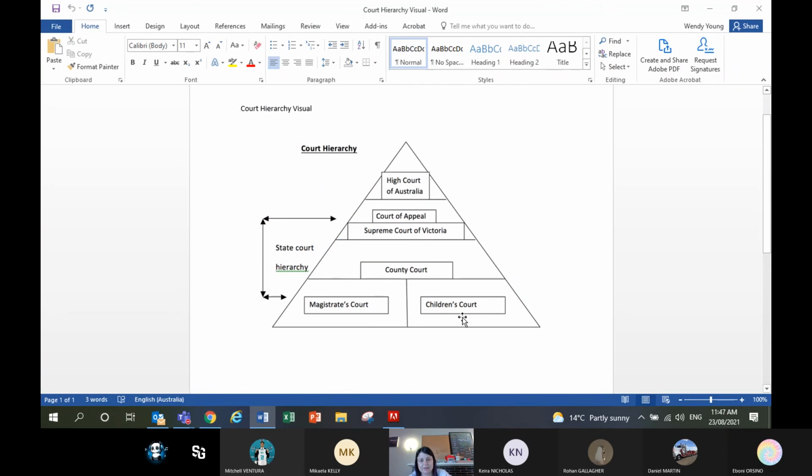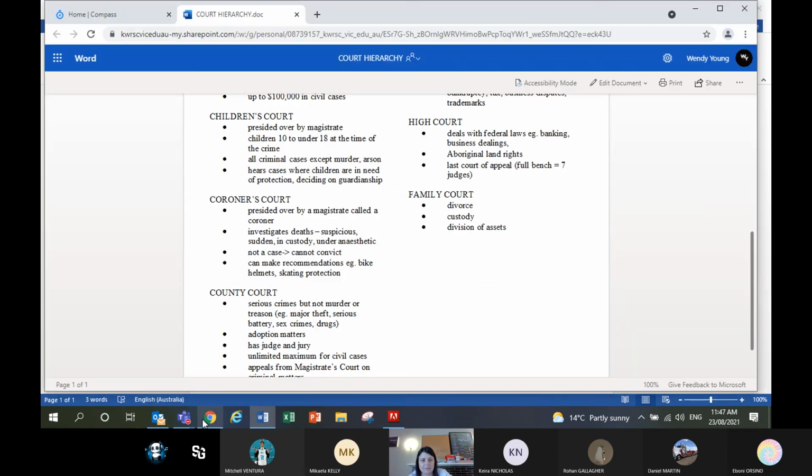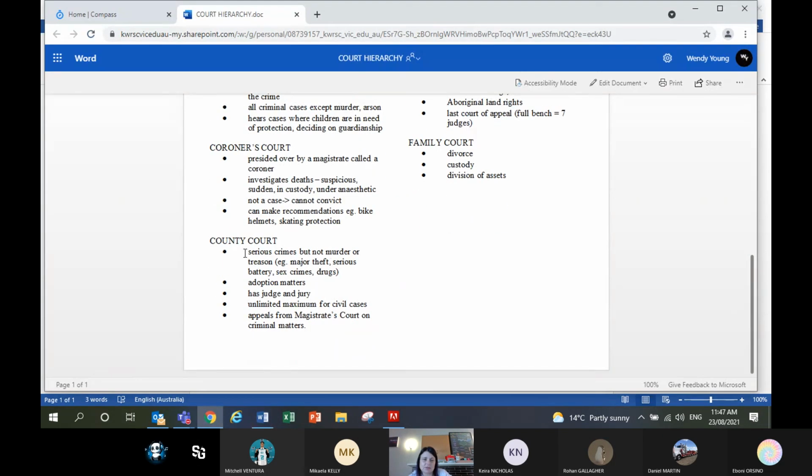So magistrate, children's court. Moving one up, we have something known as the county court. Here is your county court. County court will listen to serious crimes, but not murder or treason. For example, major theft, serious battery, any sex crimes, and drugs. It'll also listen to adoption matters. Your county court has a judge and jury.